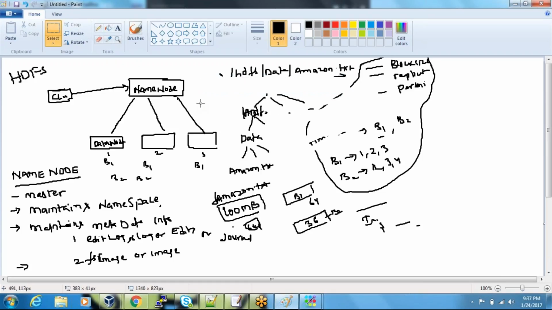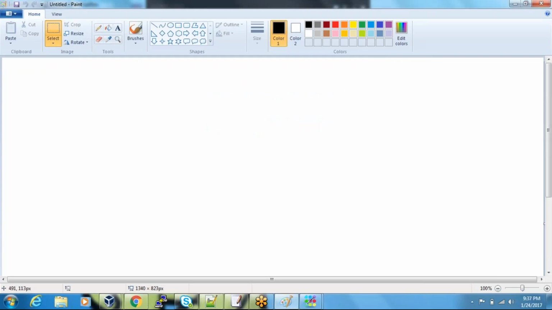Okay, let's take a new one. Now the first one is a master. It maintains the namespace information, and it also maintains the metadata information in the form of edit log and fsimage. That's what we have discussed. That's what we have seen. Then what is the other role?